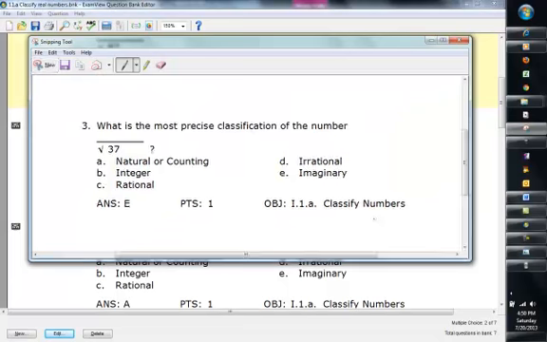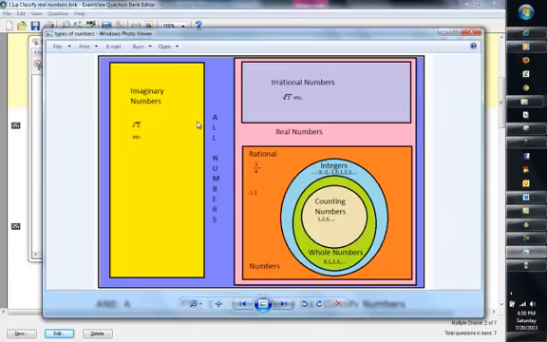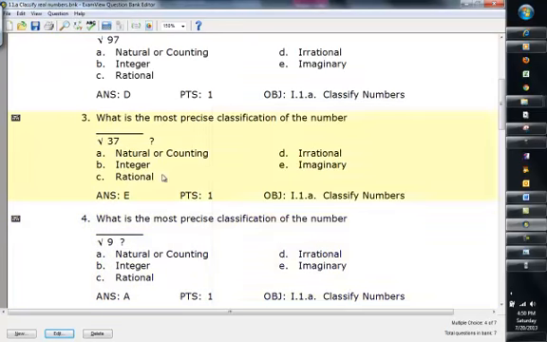All right, what is the most precise classification of the number? This is supposed to have a square root in front of it. It's supposed to be the square root of negative 37. It's supposed to have a negative sign there. So put in the negative sign, and if you notice, if that's the case, square roots of negative numbers are imaginary numbers, and so we would say the correct answer is E, imaginary.